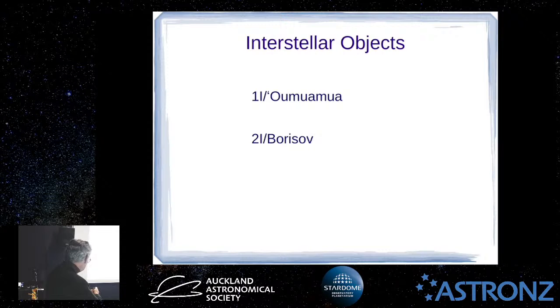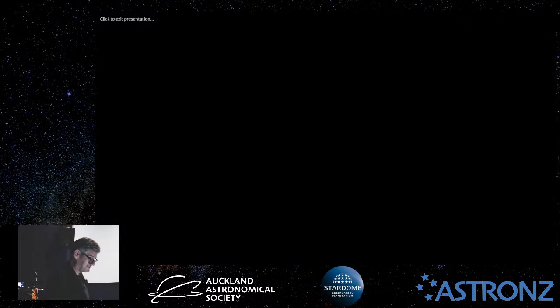But these are objects that came from deep space, travelled through the solar system, were detected, and they'll never return because they're basically travelling too fast. They basically go back into interstellar space. So you never know, you might be lucky enough to discover one of those things and get your name in lights. So that's all. Are there any questions?